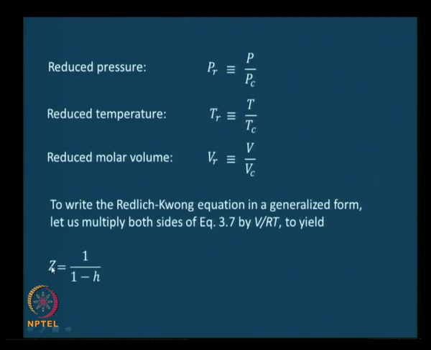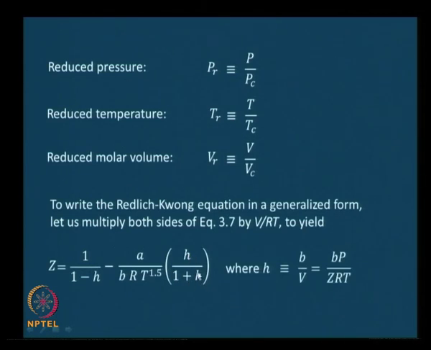Z, the compressibility factor, is 1 by 1 minus h, minus A by B R T power 0.5 into h by 1 plus h, where h, which we have introduced here, is nothing but B by the molar volume, or in terms of the compressibility factor it is BP by ZRT. Now, V can be written as ZRT by P, and therefore you get BP by ZRT.